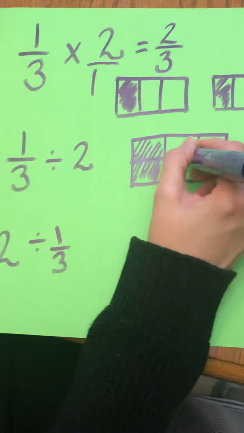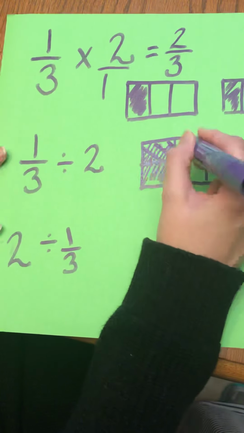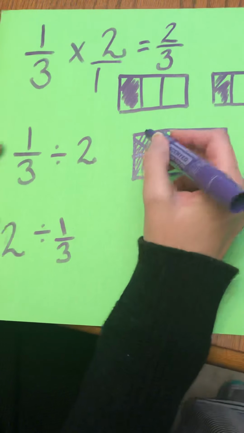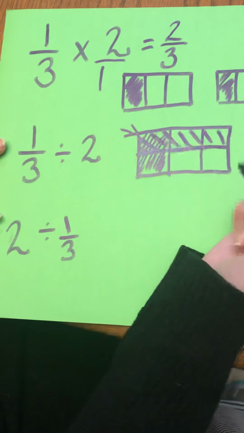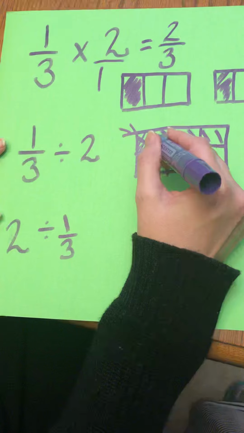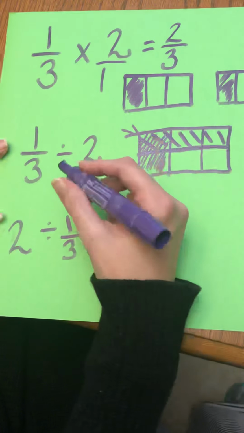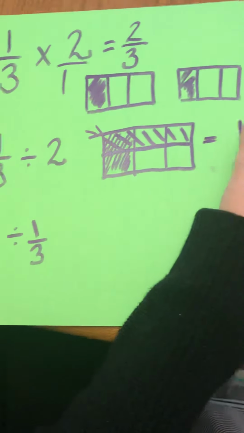So I've divided it in half. And so I'm just looking at this piece right here. And that gives me my answer. So I've got 1 out of the 6 pieces. So 1/3 divided by 2 is 1/6.